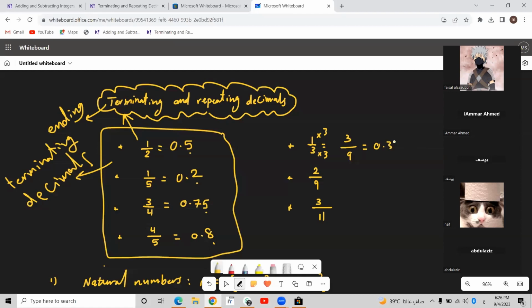0.3, 3, extra. But you know, we cannot write it like that. So we're going to abbreviate it and write it 0.3 bar. There is another way to do that. You remember? How can we do it?